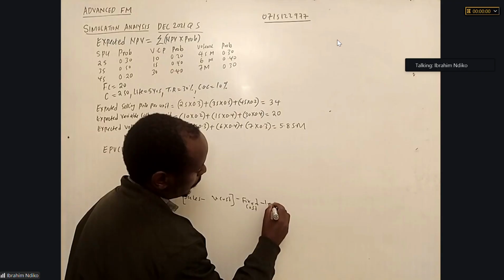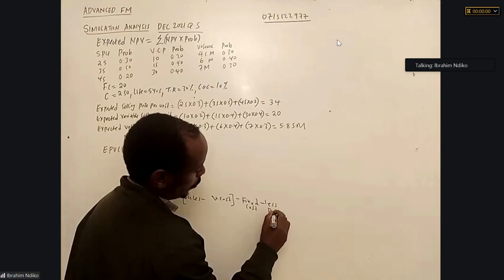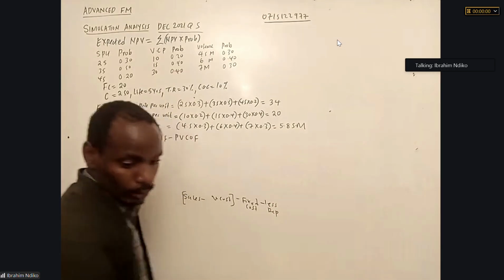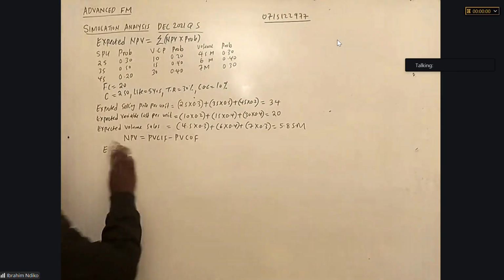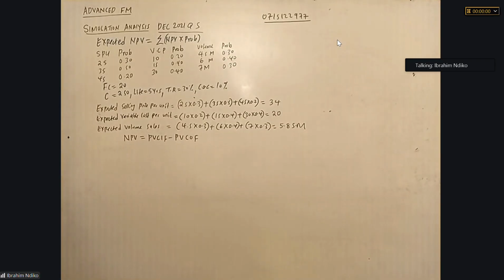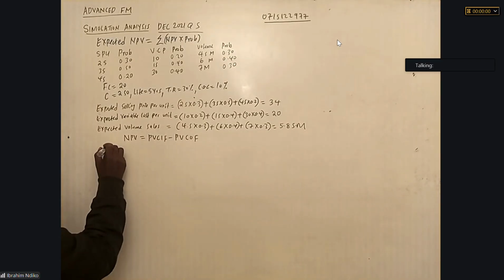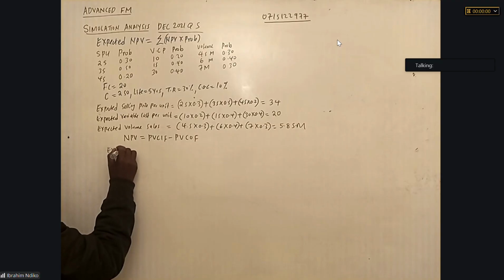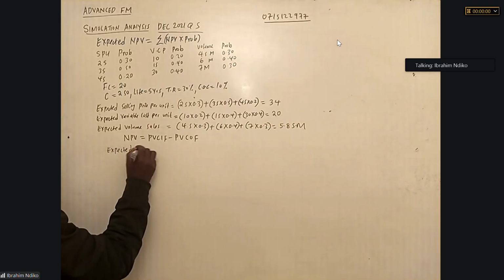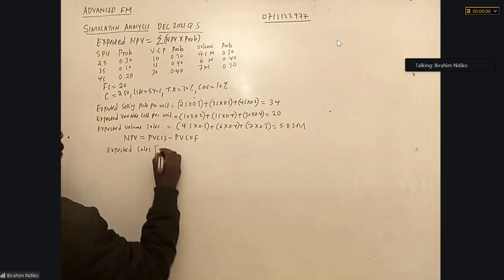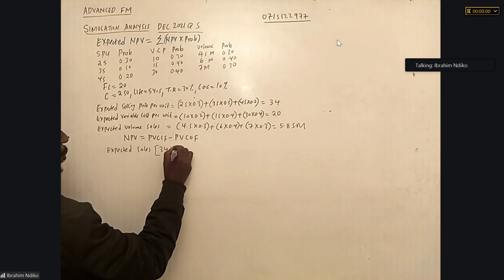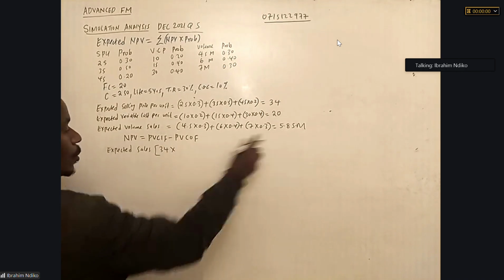Then we less depreciation. Unakumbuka format? Ama tu nichore? Tuchole tu. So let us start with the expected sales. Itakuwa ngapi? Itakuwa 34 per unit. How many units? Expected 5.8 million units.